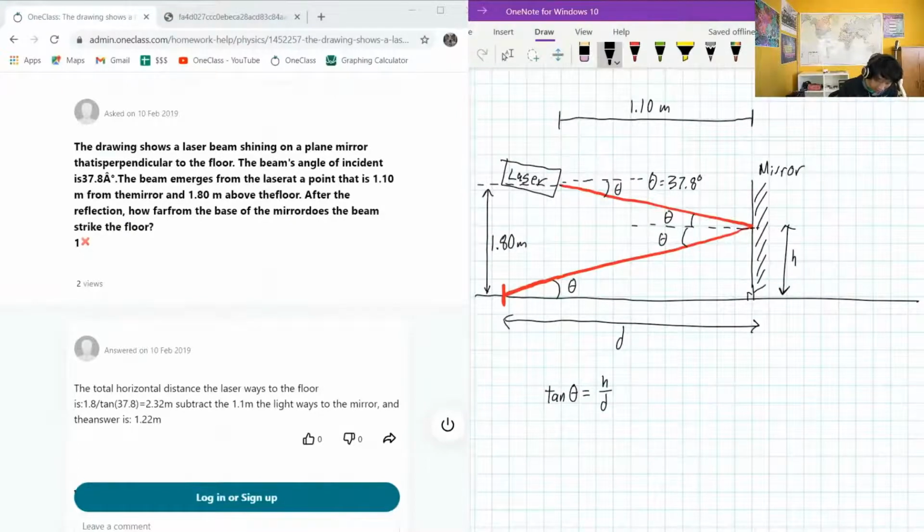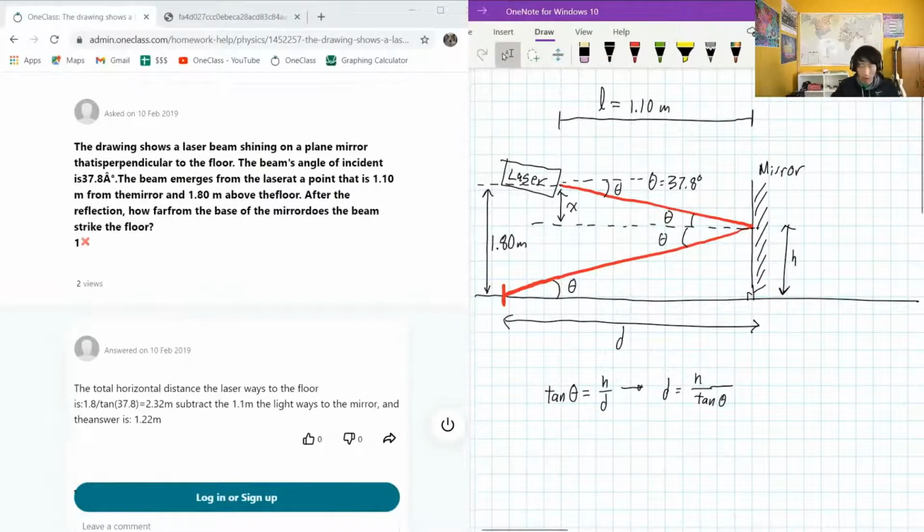Okay. Now we have two ingredients of this. If we're trying to solve for d, it's h over tan theta. We need to find an expression for h. We need to solve for h. And a very important key that we need to solve for h is that we need to find this distance right here. Let's call that x. Okay. So now that we have this x value, let's call this 1.1 meters here L. Wrote that in.